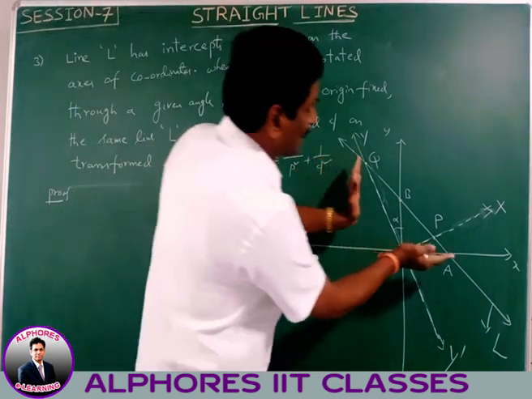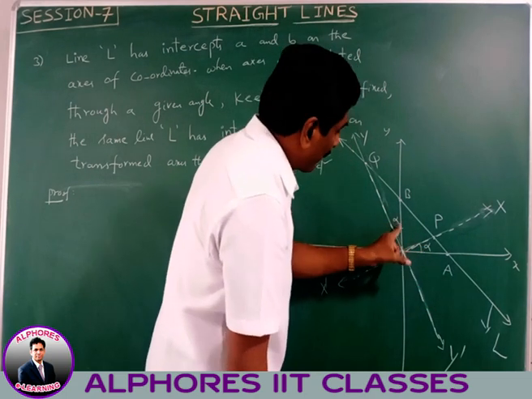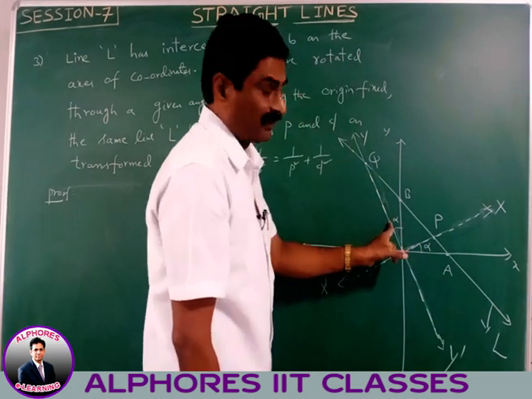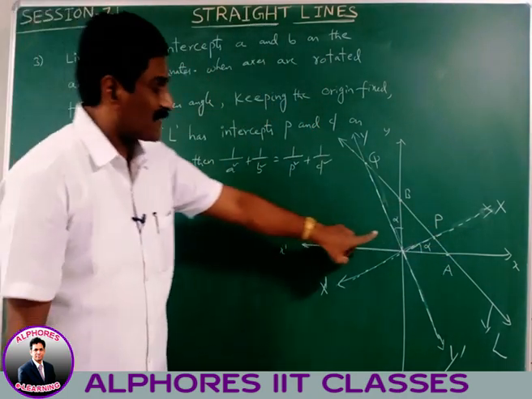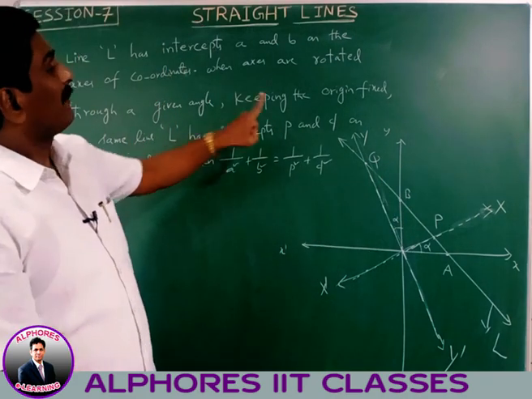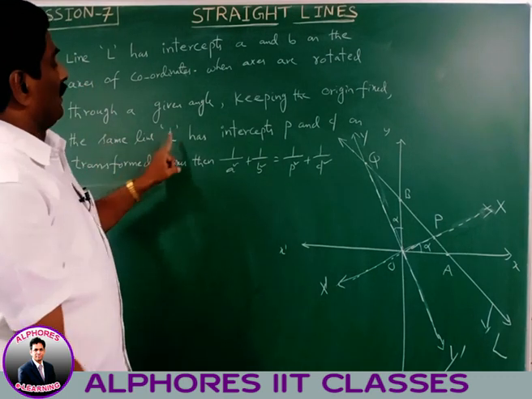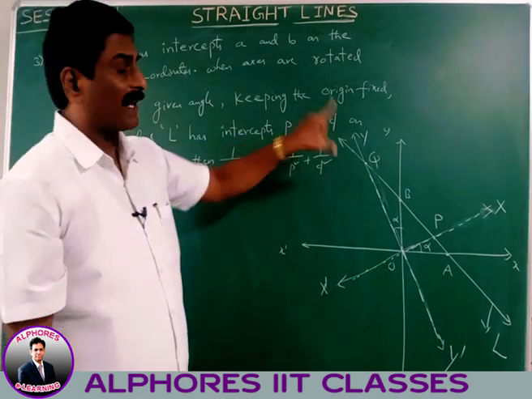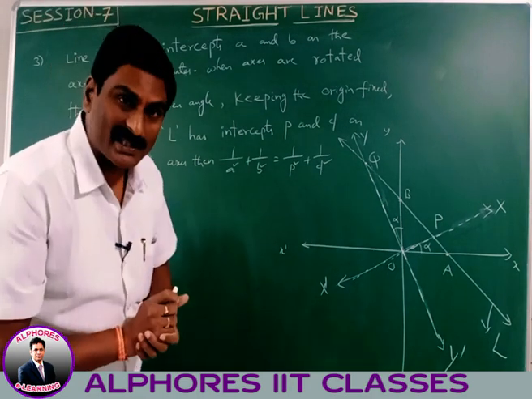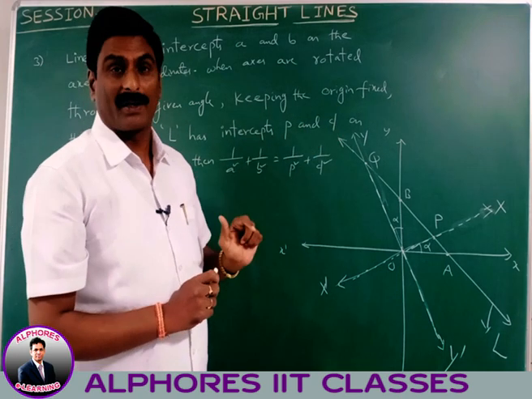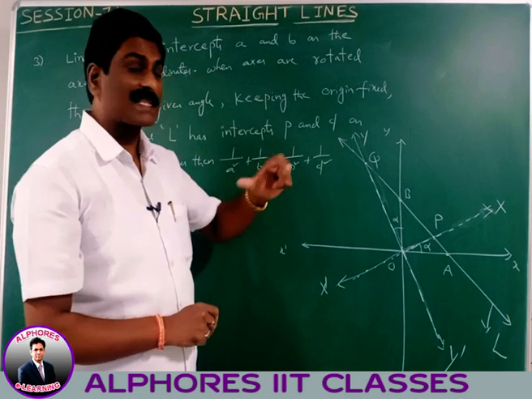The coordinate axis, this x-axis, is rotated through some angle alpha or theta. Then automatically the y-axis is also rotated by alpha. The coordinate axes are rotated through a given angle, say that value is alpha. Okay. Keeping the origin fixed. Origin is the same in both cases. The same line L has intercepts P and Q on the transformed axes. That means in the new coordinate system, the x and y intercepts are P comma Q. Then what is the transformed equation? What is the equation of the line? In this case, the transformed equation.